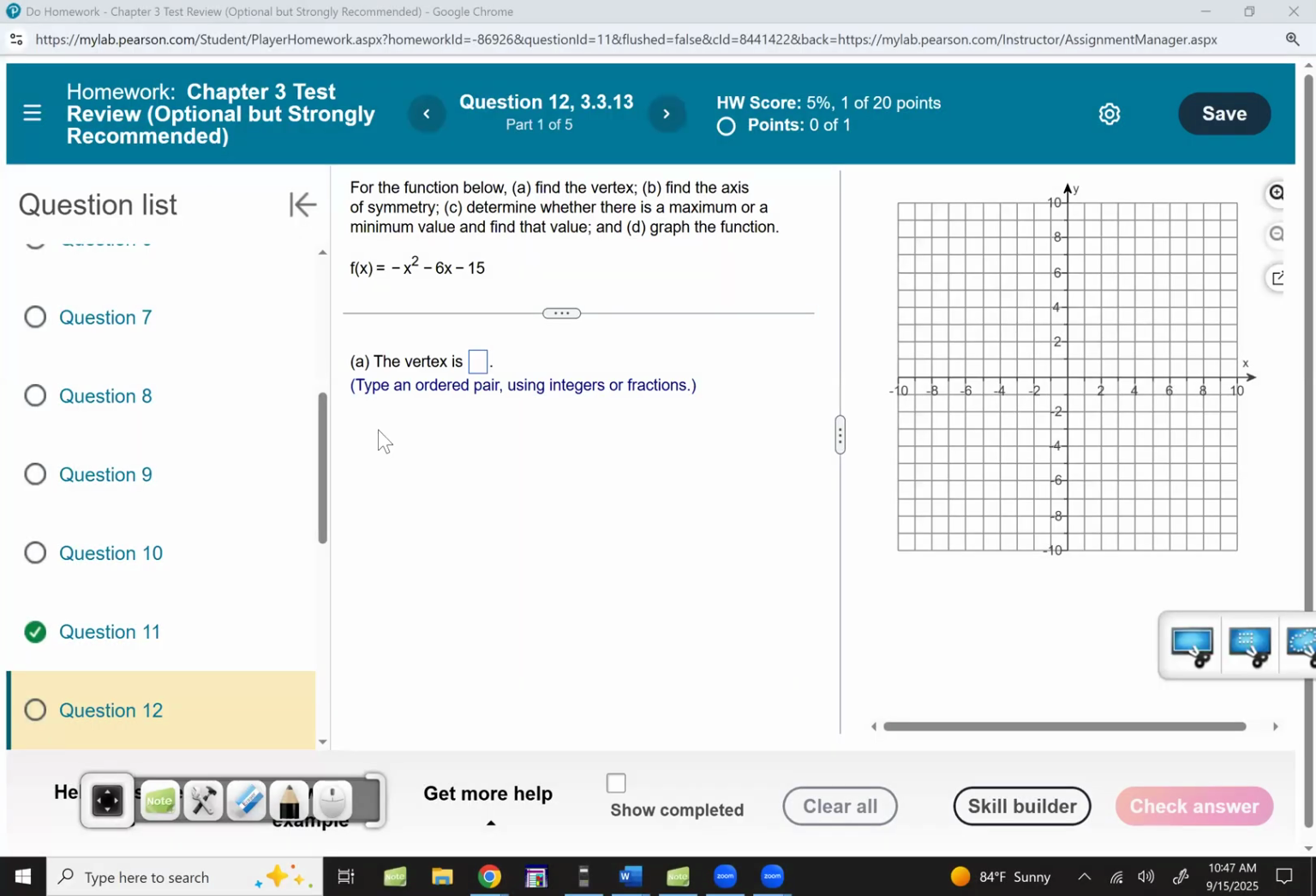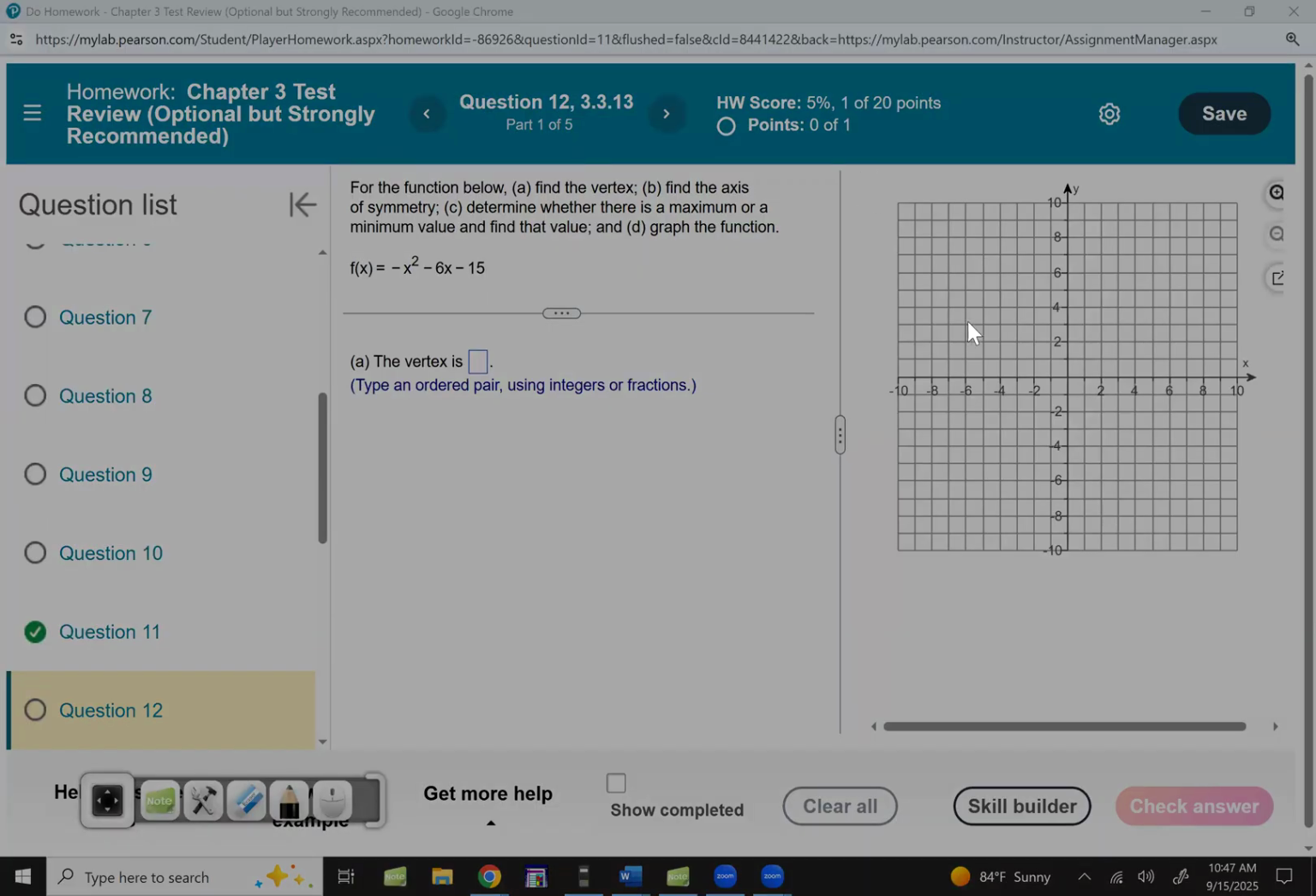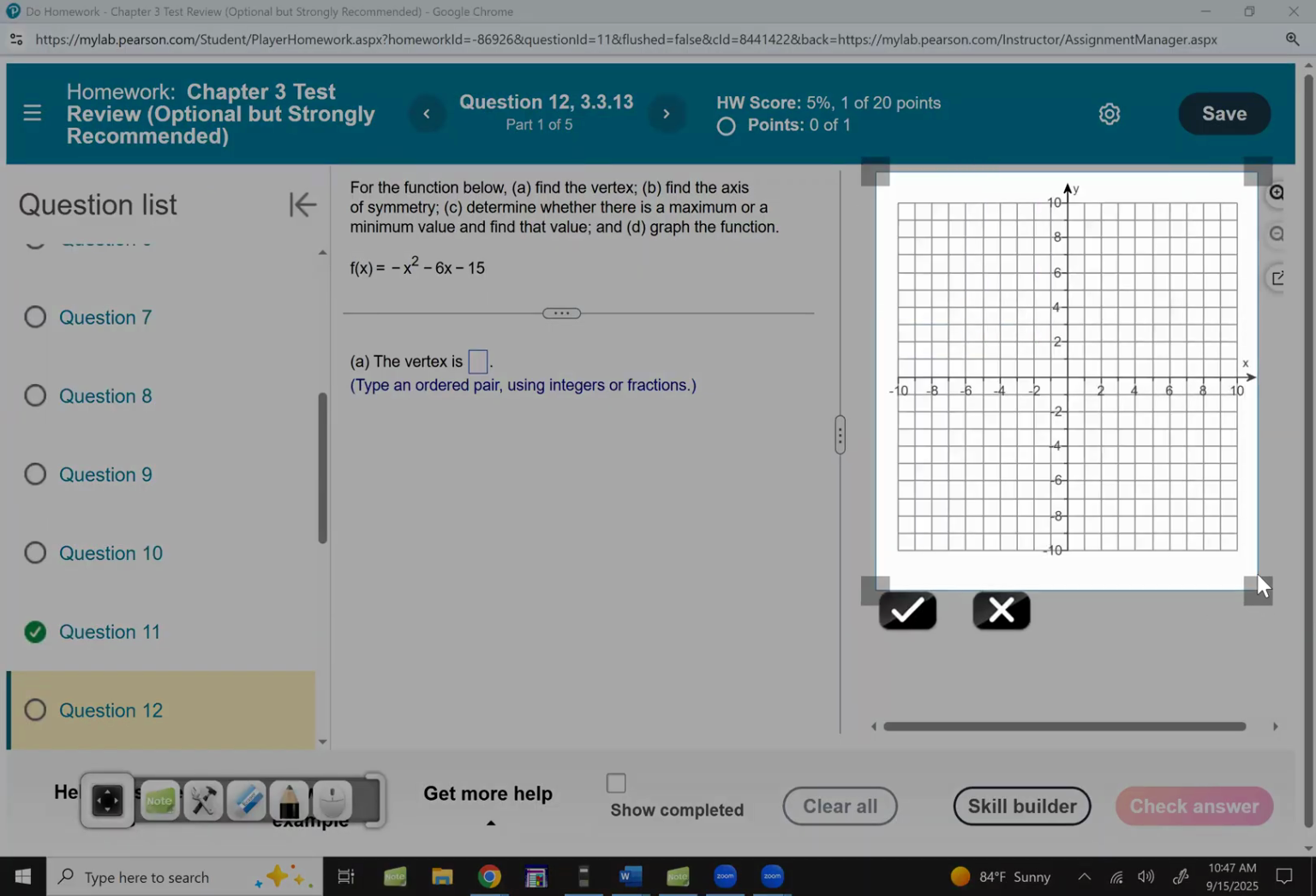Let me grab that, and the graph paper is actually pretty decent on my lab math this time. So let me grab that graph paper too.